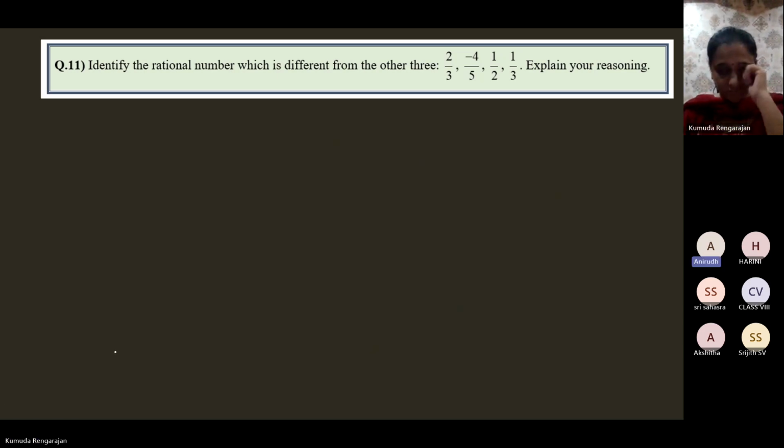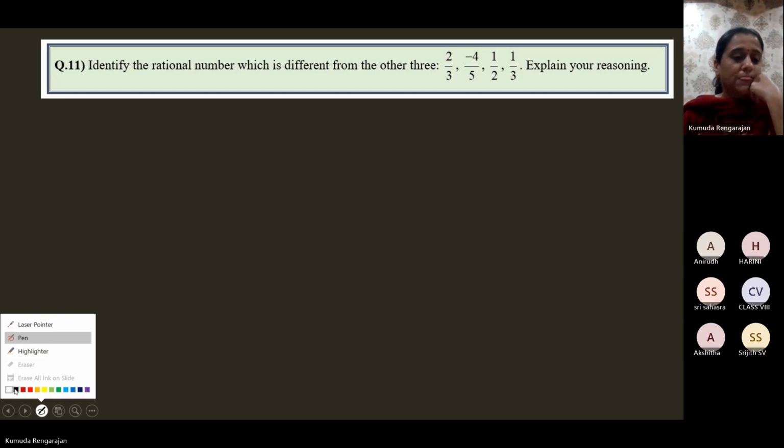Ma'am, minus 4 by 5. Reason? Ma'am, because every other number is positive and this number is negative. Perfect. Very good. 2 by 3 is a positive rational number. 1 by 2 is a positive rational number. 1 by 3 is also a positive rational number, while minus 4 by 5 is a negative rational number. So the odd one out here is minus 4 by 5 because while the others are positive, this is negative. Very good.